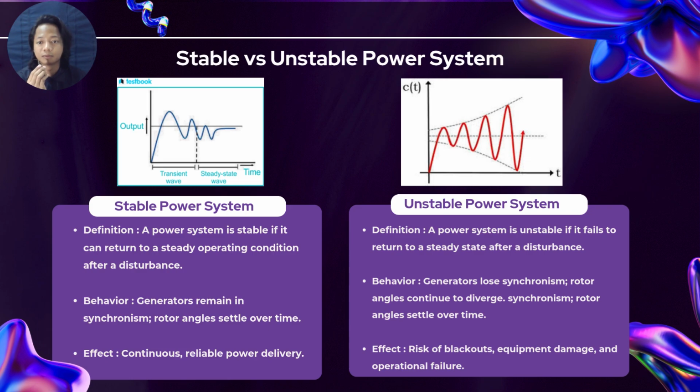Assalamualaikum warahmatullahi wabarakatuh. My name is Muhammad Hazwan Azraf bin Muhammad Azman. My metric number is AE210025. Now we move to the slide on stable versus unstable power system.